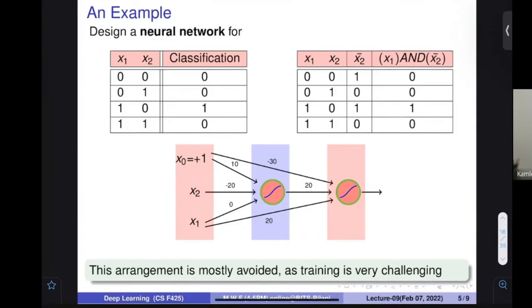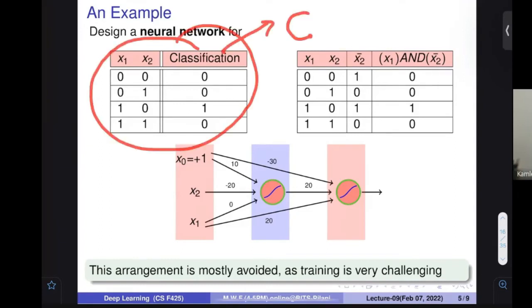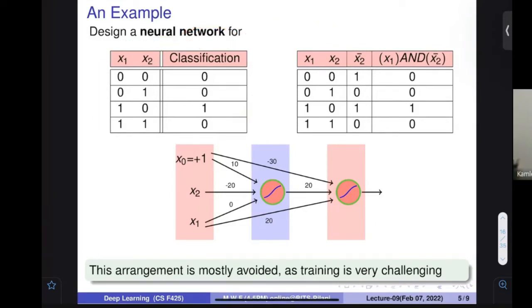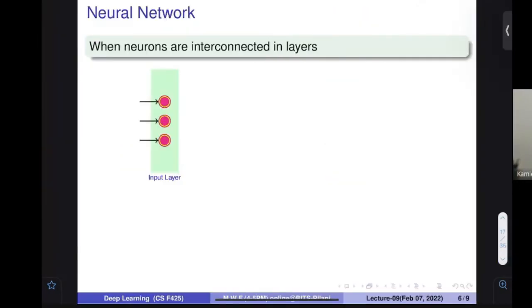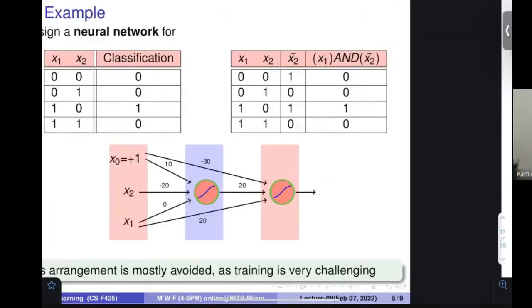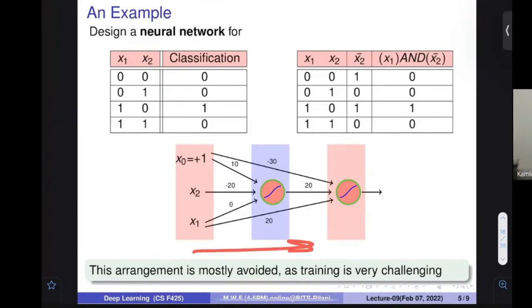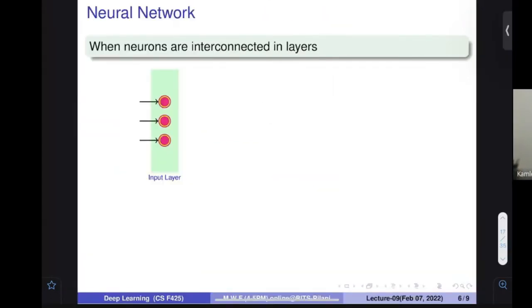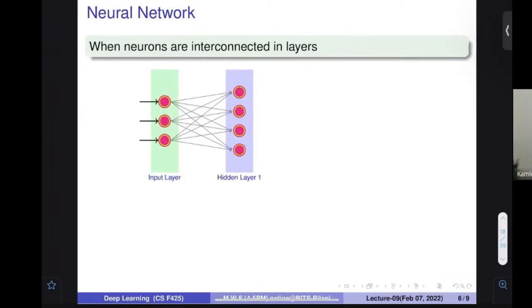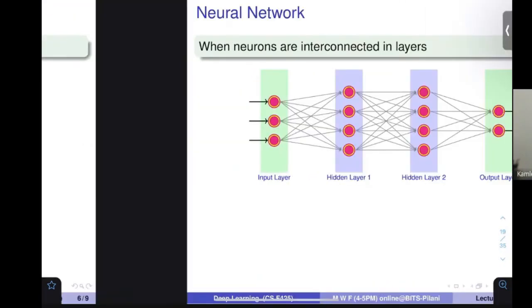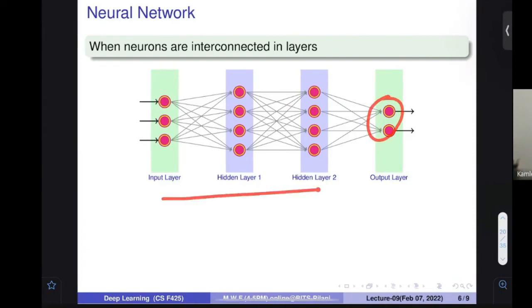So I have shown you that if the data is linearly separable, you can design a single perceptron for that, or you can design a neural network for that. I can extend this idea and tell you that neural networks have multiple layers, and in every layer you put neurons, and then you get the output.